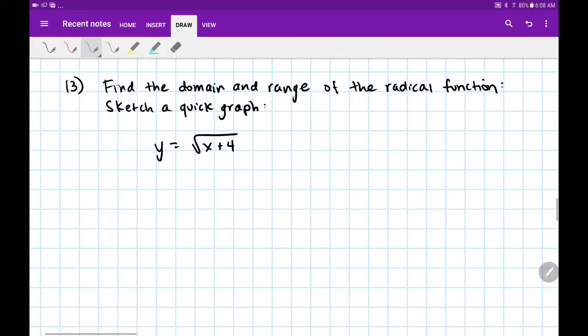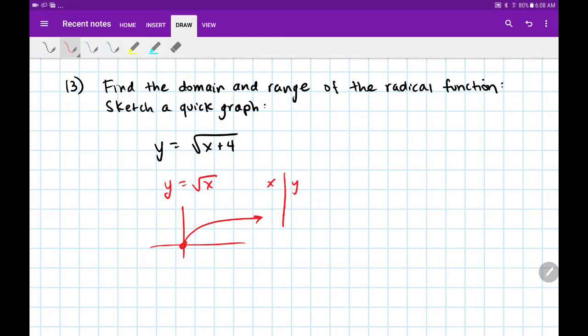All right, number 13 says, find the domain and the range of this radical function. So in order to do that, first we're going to sketch a quick graph. Again, it's useful to know what the parent graph looks like. The square root of x is a graph that looks like a shooting star. It starts at 0, 0, and it goes over that way.